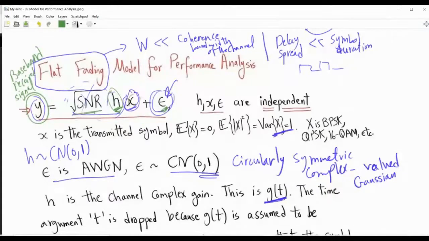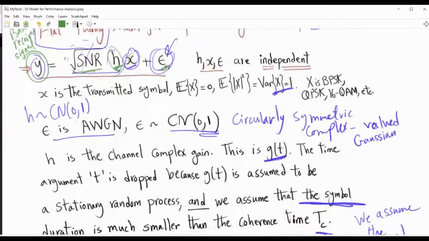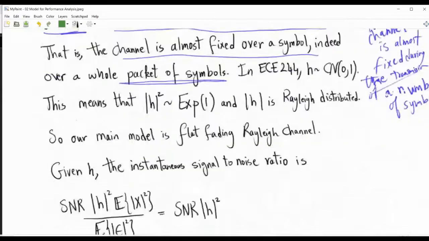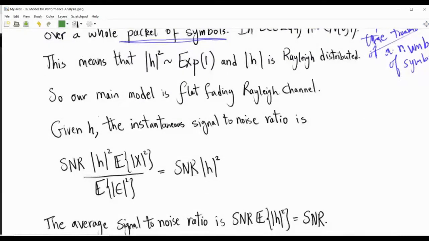We are still left with this parameter here. When you have a fading channel, you have two types of signal to noise ratio. Compare what I am about to say with a previous course on digital communications, like 242. Here we have two definitions for the signal to noise ratio. The first definition is the instantaneous signal to noise ratio.